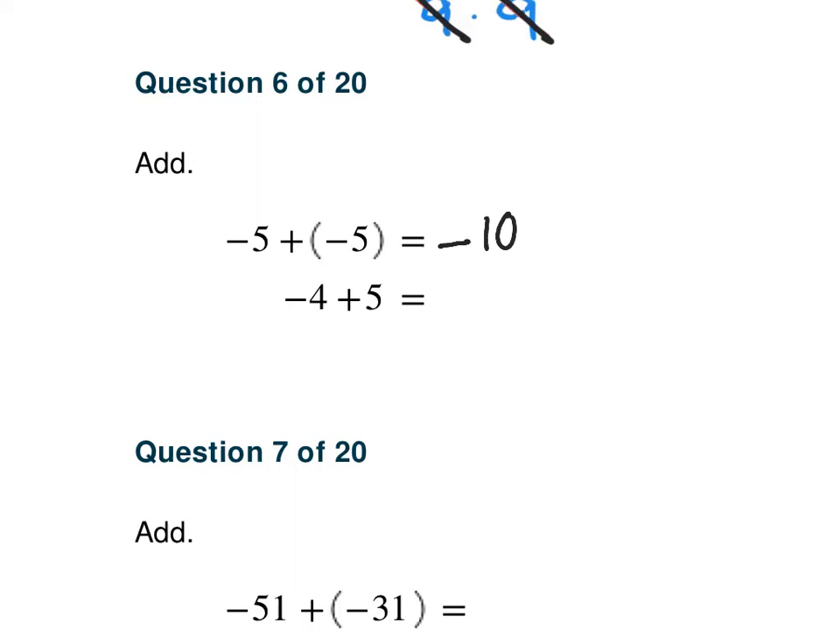And then if I look at the second question, I have -4 plus 5. So if I'm in the hole $4 and I pay back 5, I'm ahead $1. Or I can ask myself, 1, 2, 3, 4 negatives, 5 positives. My negatives and positives cancel each other. Cancel, cancel, cancel, cancel. Leaves me with 1 positive to get that 1.